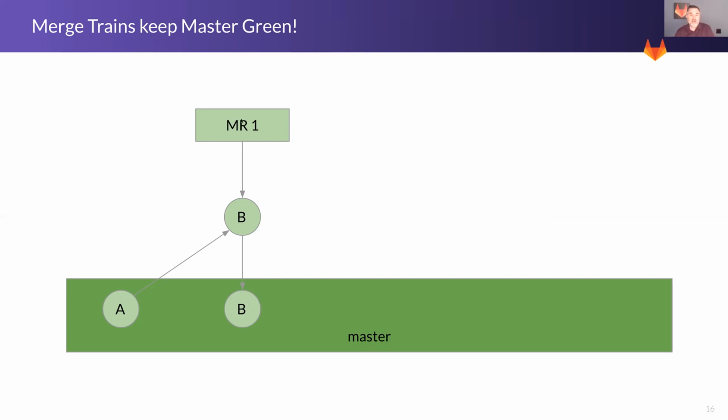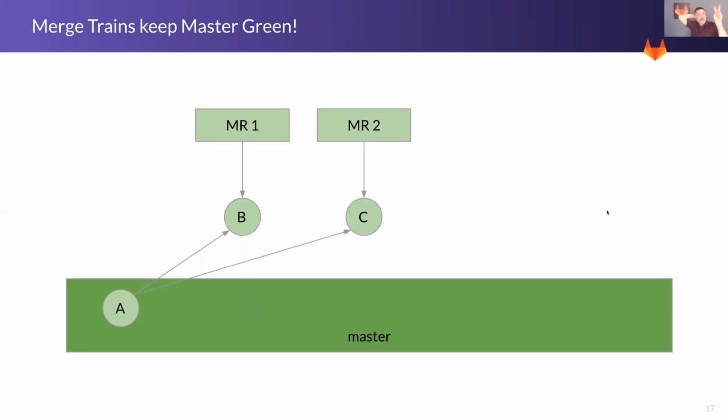It assumed that if MR1 is already green, you've marked it ready, and that it's merging green with commit A, that it's good to go, and it drops it into master. Master stays green, okay?